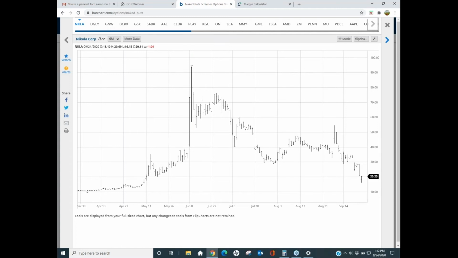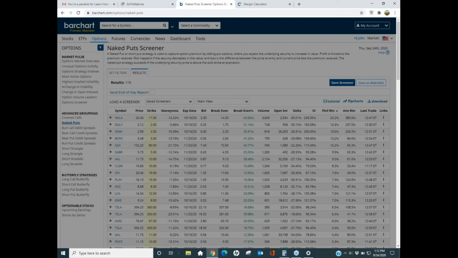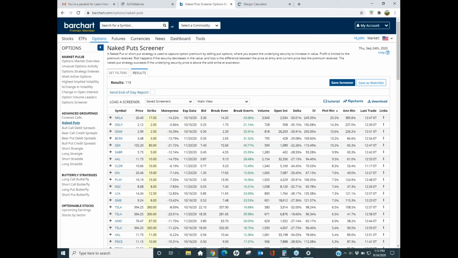The strategies themselves are designed for, or more effective in, markets that are in an uptrend or in a sideways trend. This one you can see is definitely in a downtrend. So this would not be a good example for the strategy that we're going to do.